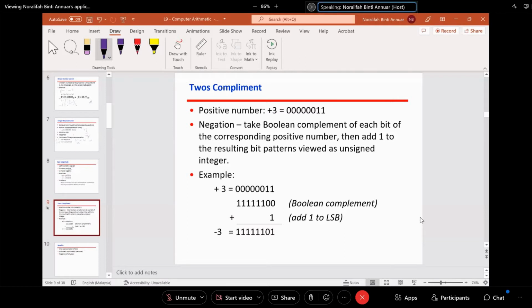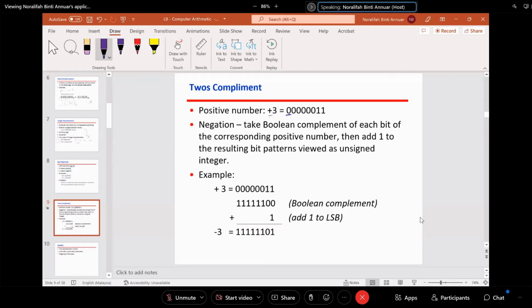So 1, 1 is 3. The leftmost bit on your left is 0, which means positive. So it's positive 3. In a computer, it doesn't understand that 3 is a decimal. They only understand binary, 0 or 1. So negation: take the Boolean complement.